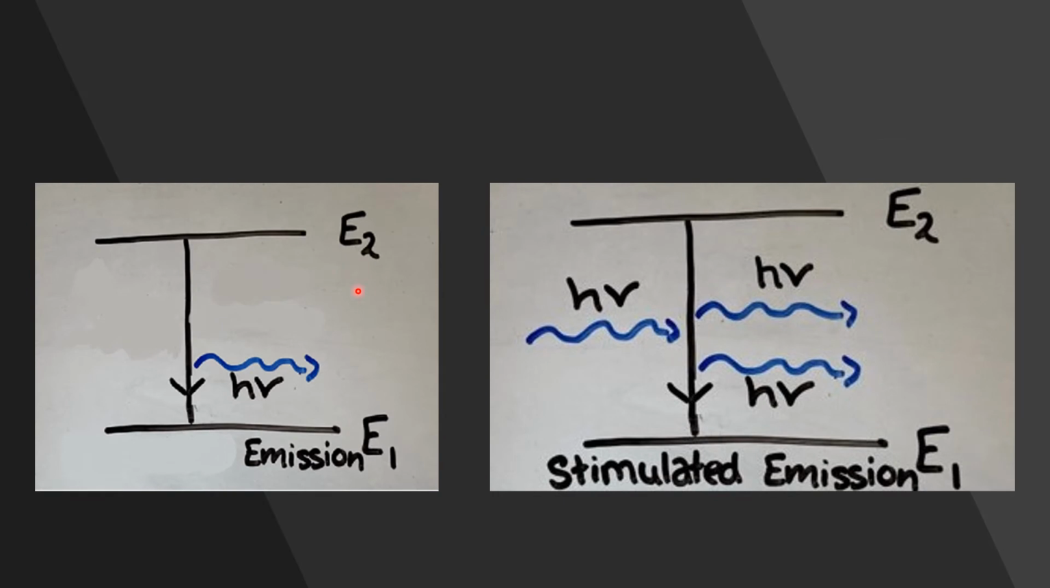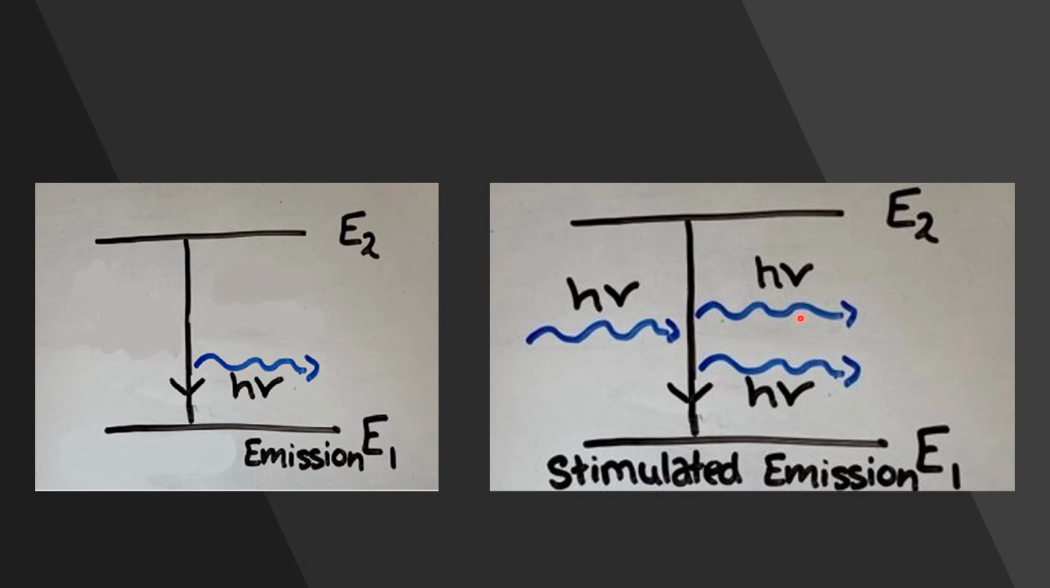This is due to two different types of emission. On the left we see spontaneous emission, which is what occurred before the threshold point, and on the right we see stimulated emission. Spontaneous emission is when a photon decays from a higher energy state to a lower energy state and releases a photon. There's nothing that triggers this, and there's no way to control it, hence it is spontaneous.